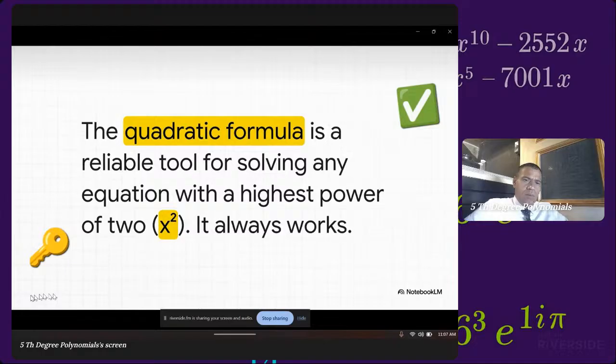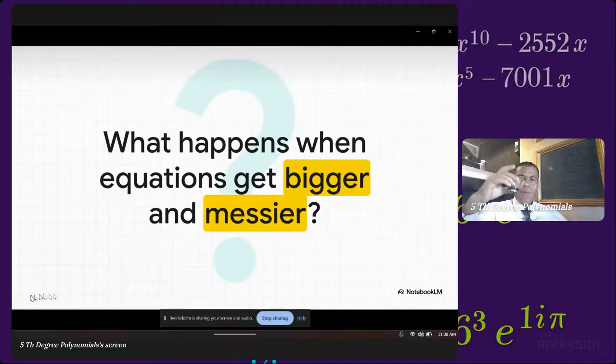Yes, the quadratic formula. For any equation where the highest power is x squared, this thing is like a magic key. You just pop in the numbers, turn the crank, and out pop the exact solutions. It's clean, it's predictable, and you know what? It always works. And that's pretty comforting, right? But it kind of makes you wonder, what happens when we go bigger? What about the equations that are way more complicated?